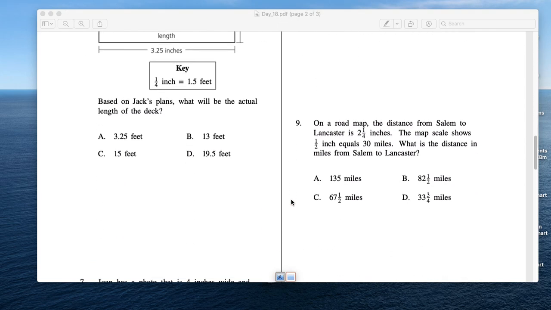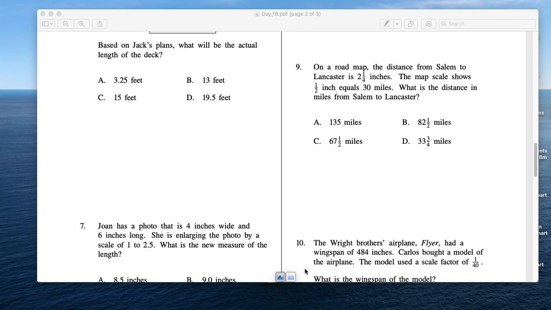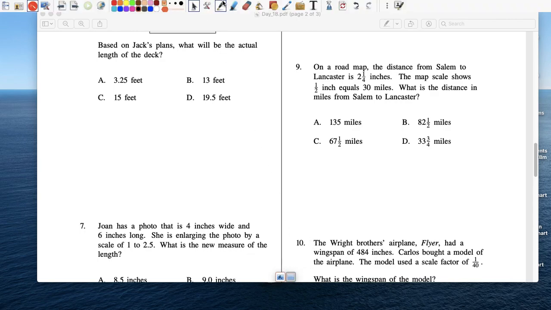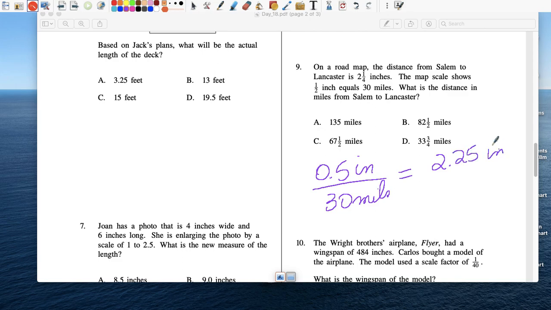9. World map. On a map, the distance from the two cities is 2 1/4 inches. So we have that 0.5 inches, and I'm using decimals, represents 30 miles in real life. Well, we want to know what 2.25 inches represent in real life. X miles.